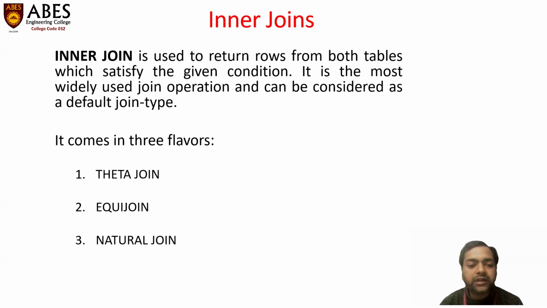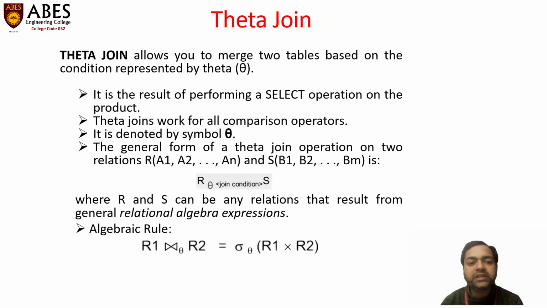First of all, we have theta join, then equijoin, and then natural join. Let us first discuss what theta join is. Basically, it allows you to merge two tables based on the condition represented by a theta. So in this case, we have two relations, and we are using a theta join, and here we can apply a particular condition that must be satisfied while applying the join.